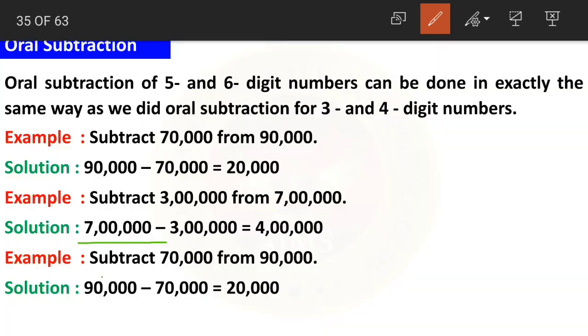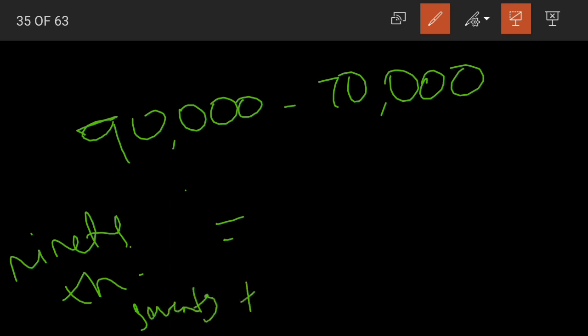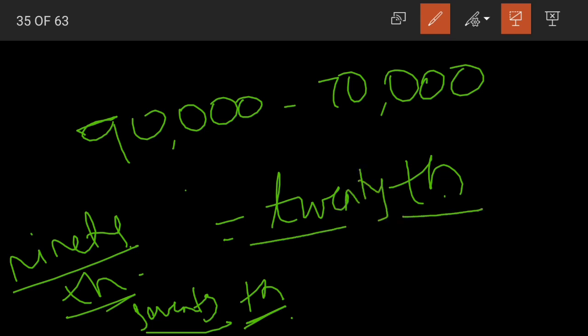Coming to the last question, subtract 70,000 from 90,000. From 90,000 we need to subtract 70,000. Yes children, see, 90,000 minus 70,000. Now the answer will also be in thousands only. 90 minus 70 is what? It is 20. So the answer is 20,000.